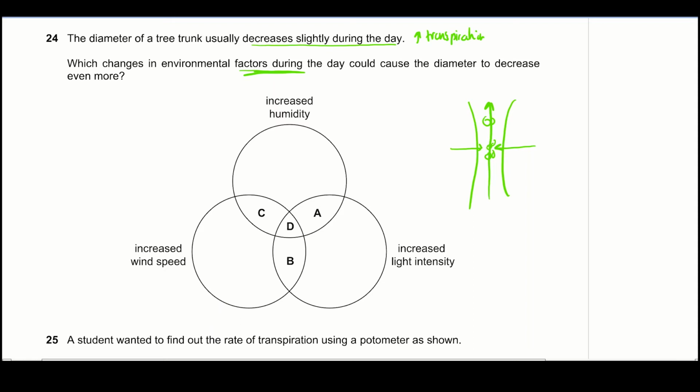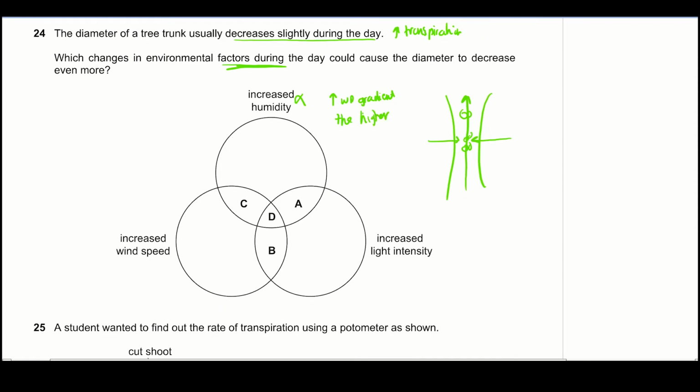So as we know, increased humidity, no, it does not increase the rate of transpiration because of the higher water potential, which lowers the water potential gradient and reduces transpiration. So this is incorrect. Increased wind speed, as we said, it increases the concentration gradient.